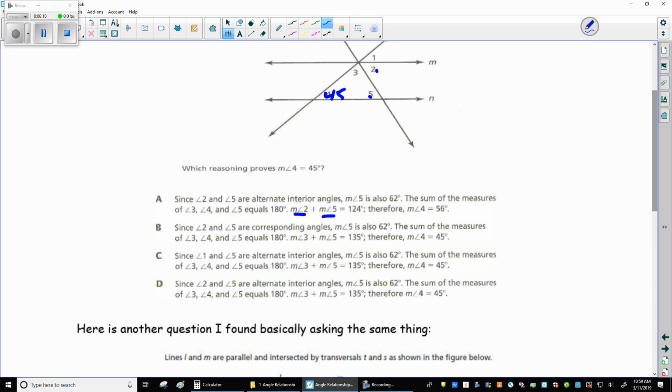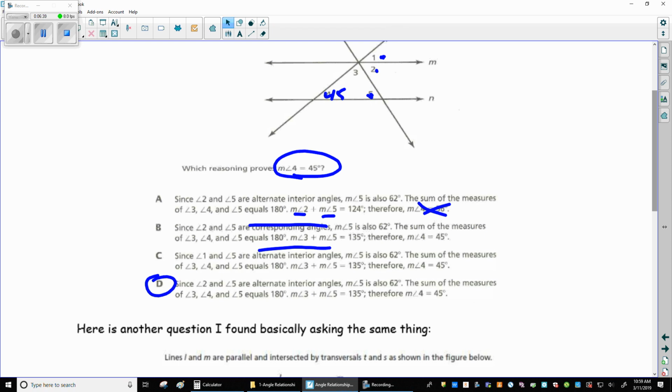Well, didn't we already say that 4 is 45? So why would 4 be 56? That's pretty silly. I don't really understand that one. 2 and 5 are corresponding angles. We already said that they're alternate interior, so that's silly. 1 and 5 are alternate interior angles. 1's on the outside, so that's not good. So it's got to be D, since 2 and 5 are alternate interior angles. So this is the type of stuff that they're going to try to throw at you guys to really just puzzle your way through it.